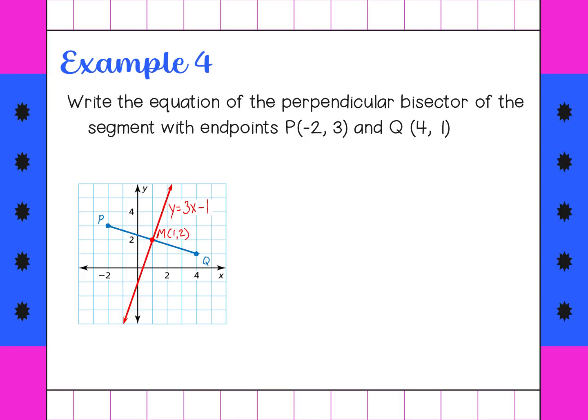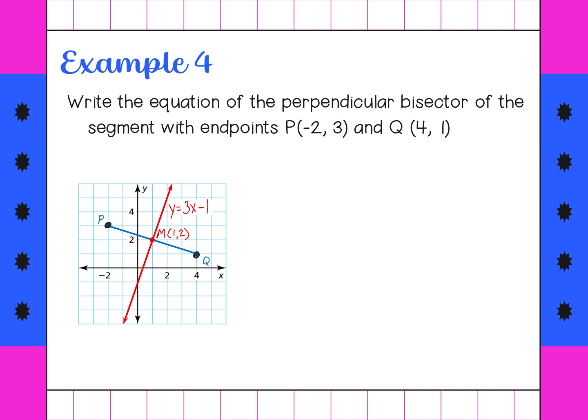And then the last one says they want you to write an equation of the perpendicular bisector of the segment with the endpoints. P is negative 2, 3, and Q is 4, 1. That's a little bit confusing, right? So basically you have this segment here, segment PQ, and they want the equation of the perpendicular bisector of that segment.